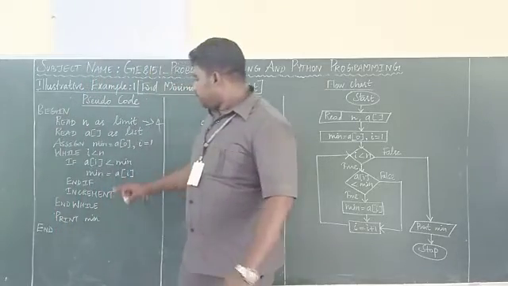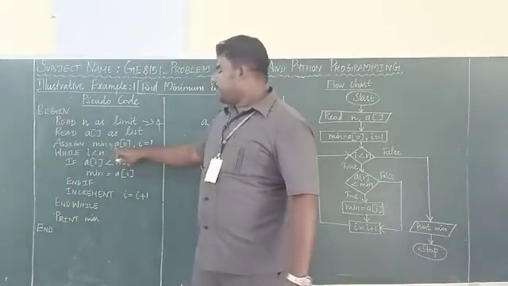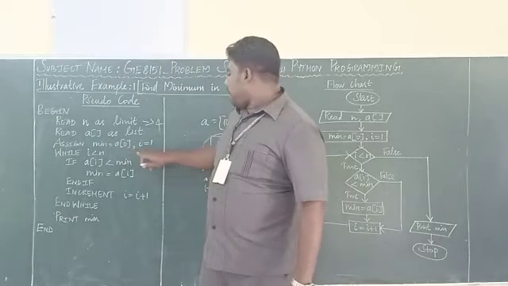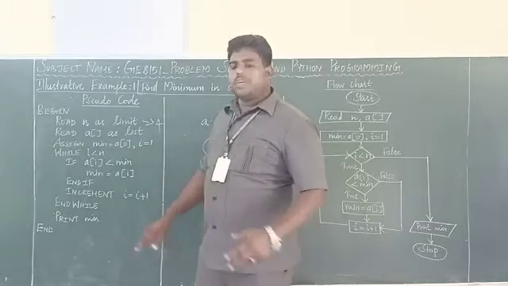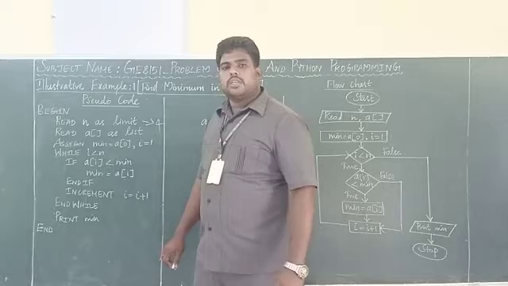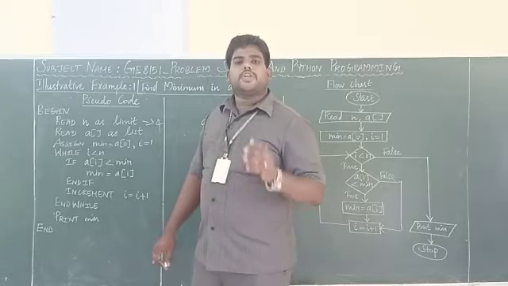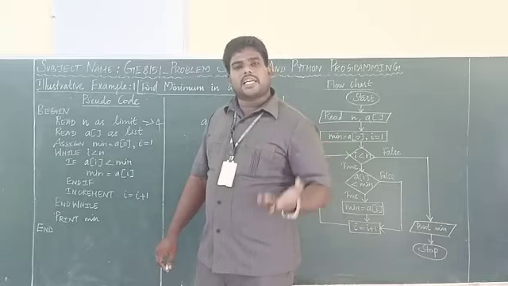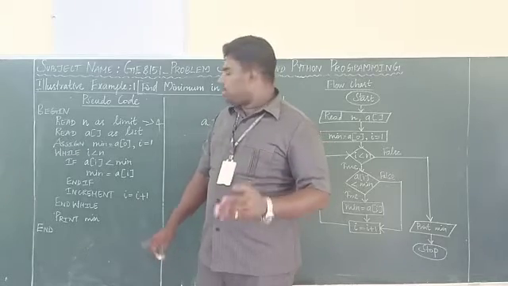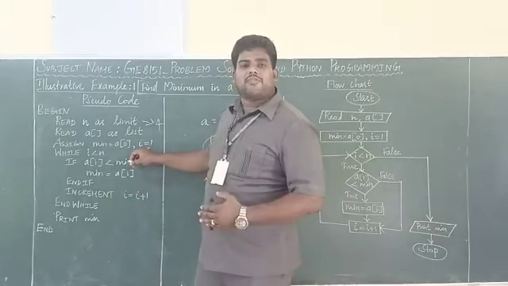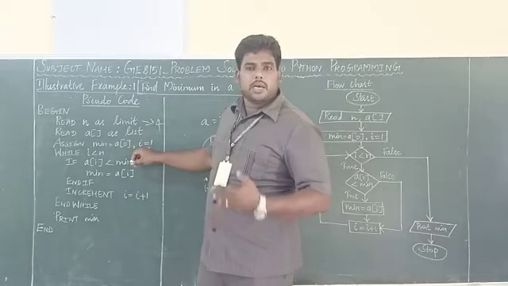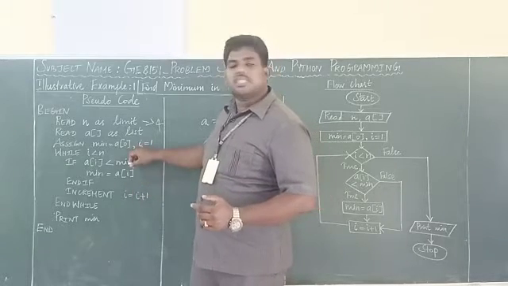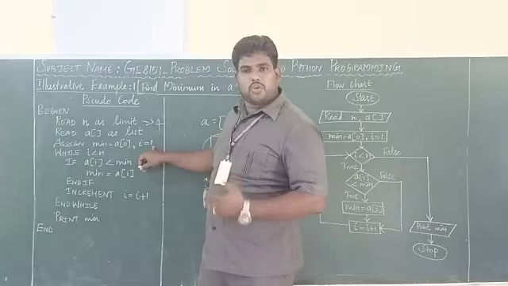Assign min equal to a of 0 and i value equal to 1. Why are you assigning i value equal to 1? Because we need not compare the first position with the minimum. Actually, you are taking the first position as the minimum, so no need to compare. I want to start from the next position, so I am initializing the i value equal to 1.